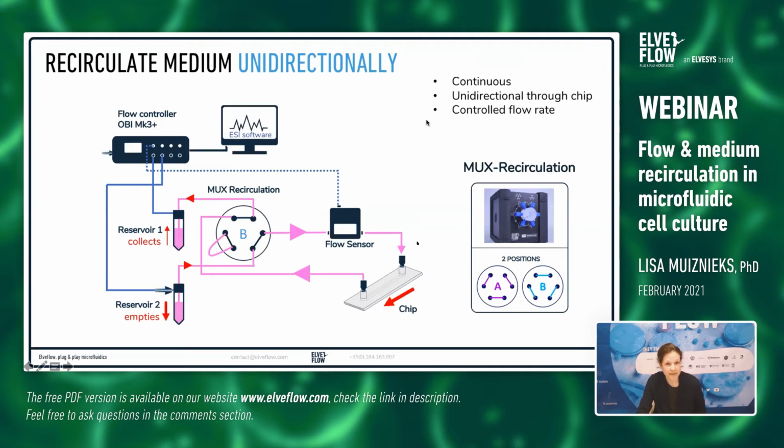The keys here are that recirculating flow is continuous, it's unidirectional through the chip, and at a known and controlled flow rate. Flow is also pulseless, and liquid is never constricted by a pneumatic action, unlike with a peristaltic pump.